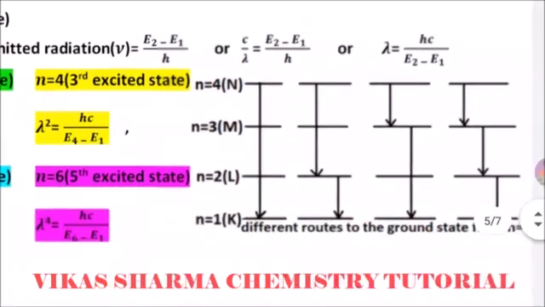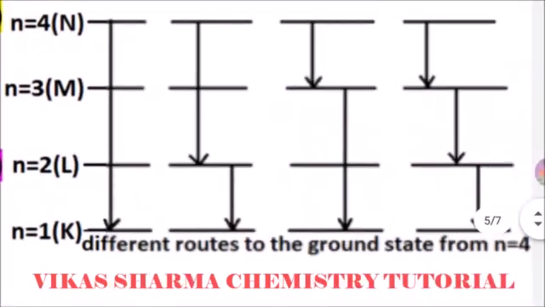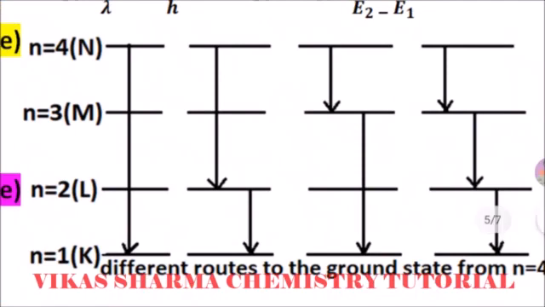So student, you have seen the series pattern: the first energy level, n equal to 1, is the K shell; n equal to 2 is the second energy level; n equal to 3 is M; n equal to 4 is N.